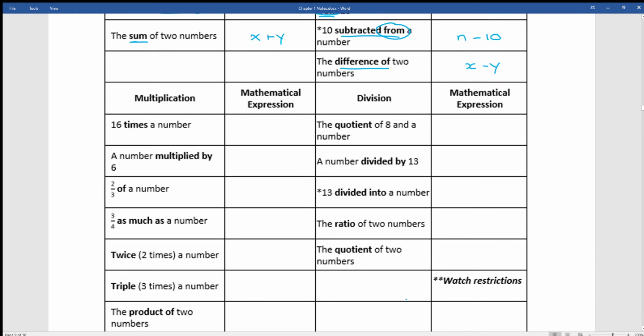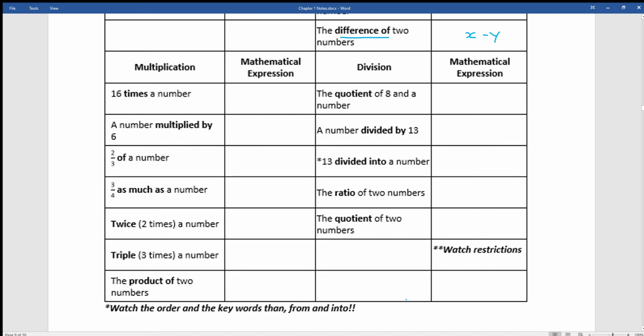The next two operations are multiplication and division. So multiplication, you're looking for words like times or multiplied by or of or as much or twice or triple, or product. Product is the answer of a multiplication question. So 16 times a number, multiplied by 6. My variables keep going away, that's weird.